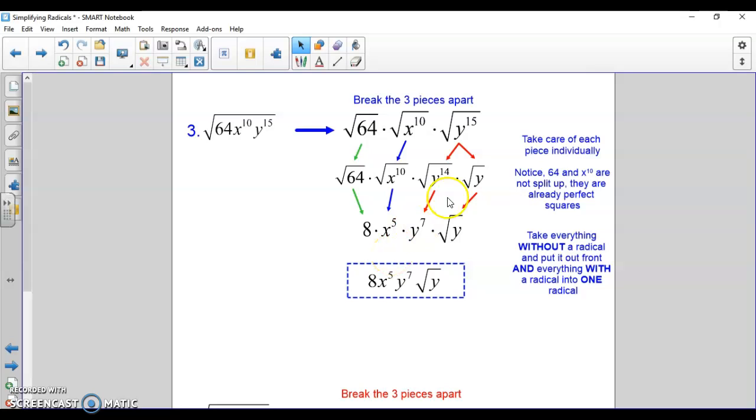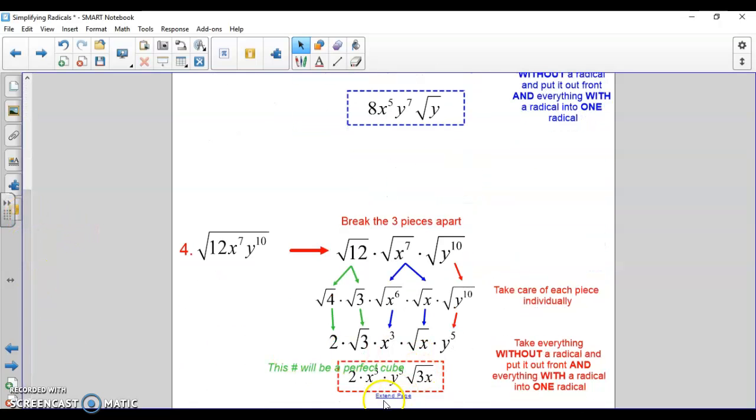Now the y to the 15th is what we need to take care of. We split it up into y to the 14th and y. Y to the 14th just gets cut in half. Square root of y, just square root of y. Circle that up, there's your answer.